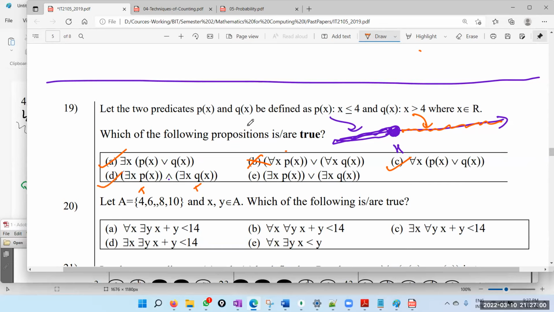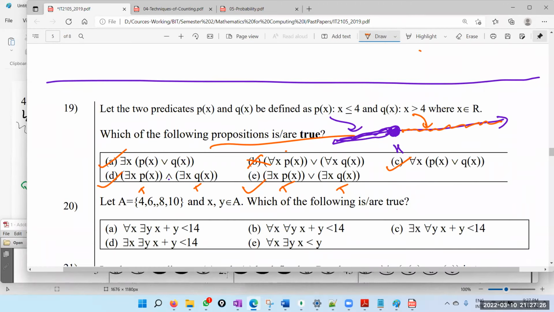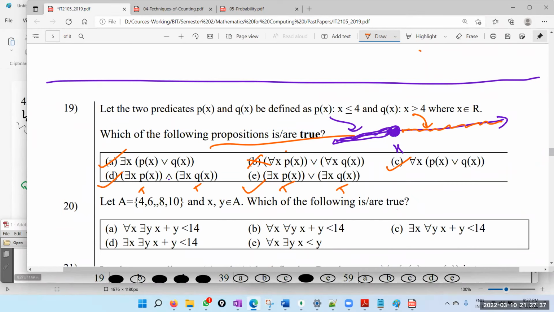Correct. So this is exists x p(x) and exists x q(x). Here you don't have to look at the same x. Some x are there for p(x). Yes. Some x are there for q(x). Yes. True or true is true. Answer is, which proposition is true? Everything other than B. Right? 19. Yes, everything other than B.